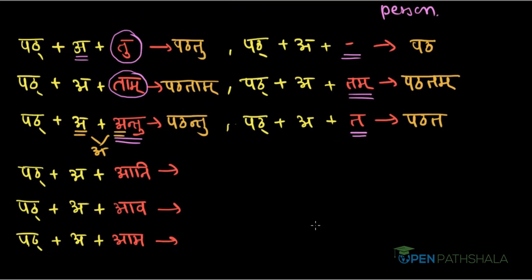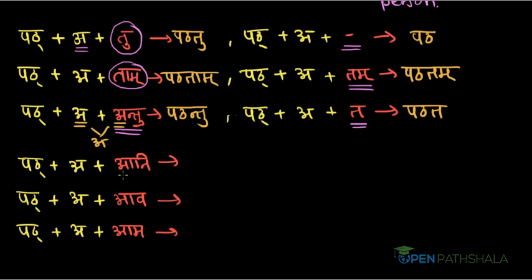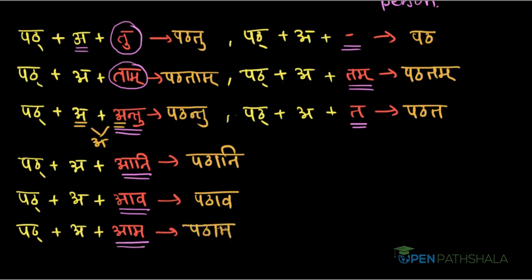Next we have patha plus a plus ani. This ani is the first person singular ending. So the answer that we get is pathani. Patha plus a plus ava. This ava is the first person dual ending. So the answer is pathava. And its plural form will be pathama. So pathatu, pathatam, pathantu, patha, pathatam, pathata, and pathani, pathava, pathama. So these are imperative mood forms.